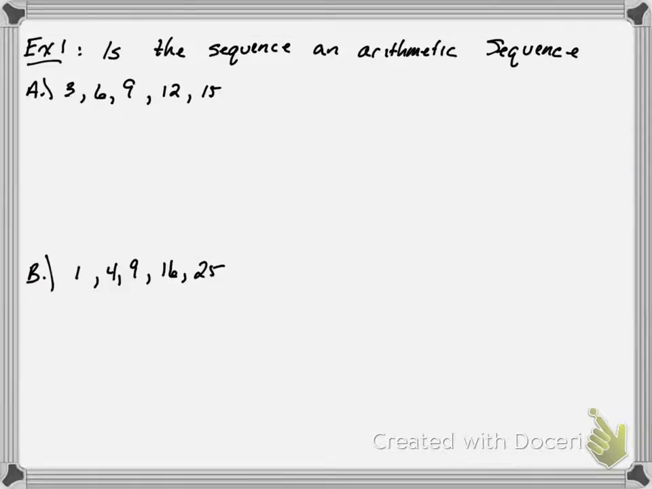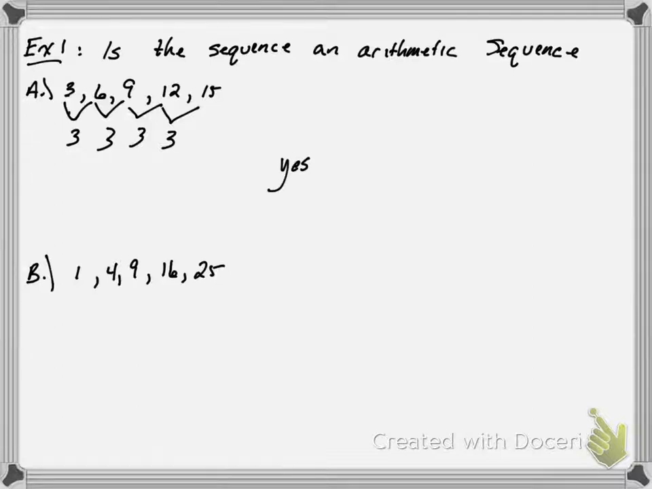So we're looking at this. Is the sequence an arithmetic sequence? So you're taking a look at it. What's the common difference between them? Between 3 and 6 is 3. Between 6 and 9, 3. Between 9 and 12, 3. Between 12 and 15, 3. So yes, it's an arithmetic sequence.